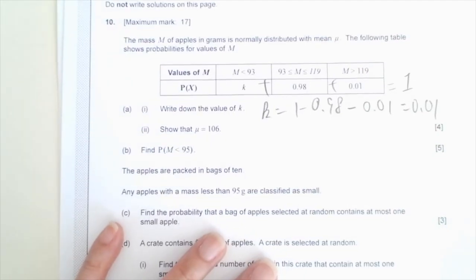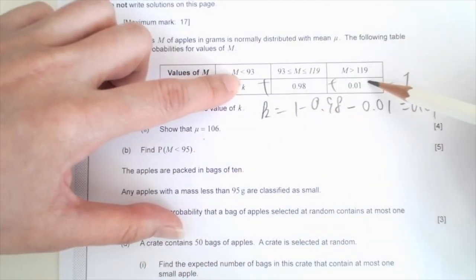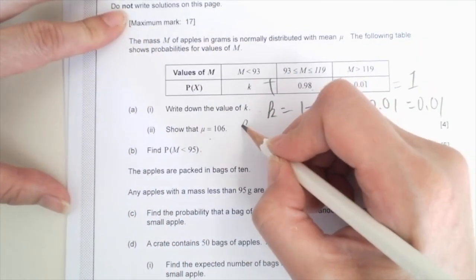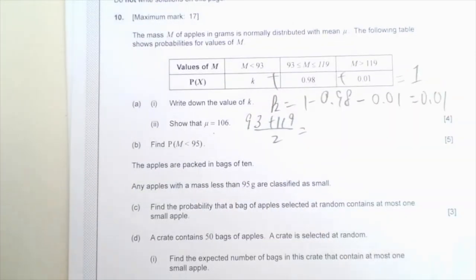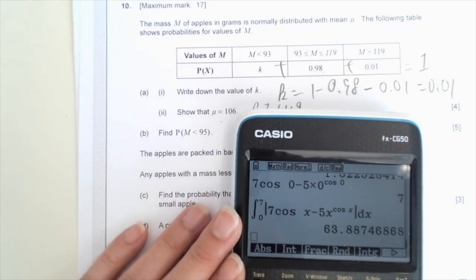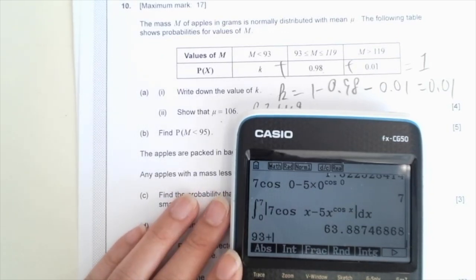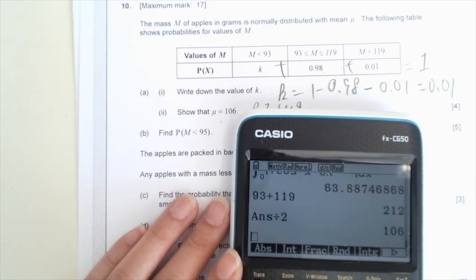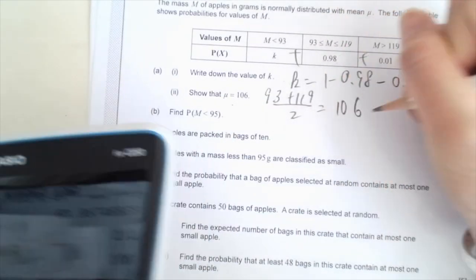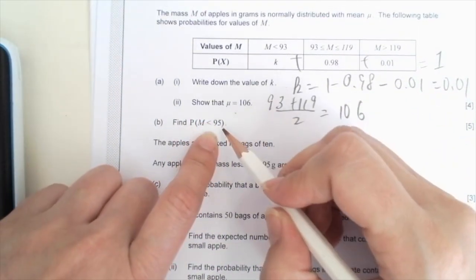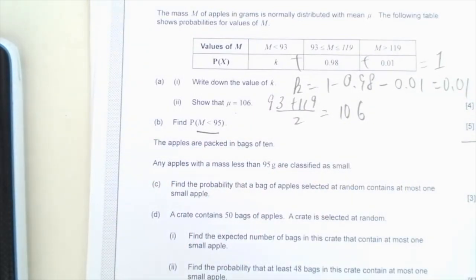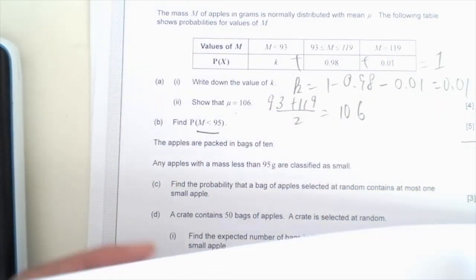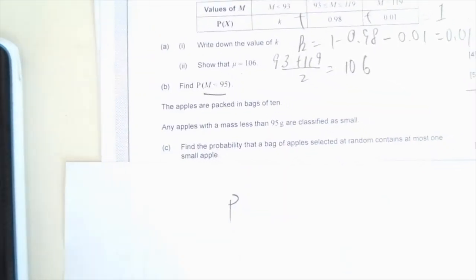And then because of that, we need to find the mean. Because these two are identical, we only have to do 93 plus 119 divided by 2. Calculator. So 93 plus 119 divided by 2 is 106. All right. This is 5 points, so we need to do a bit more. So now we need to find the probability.